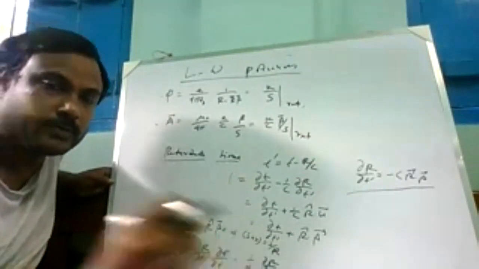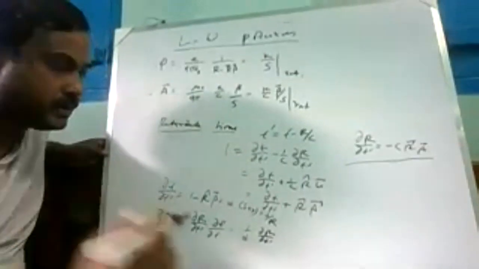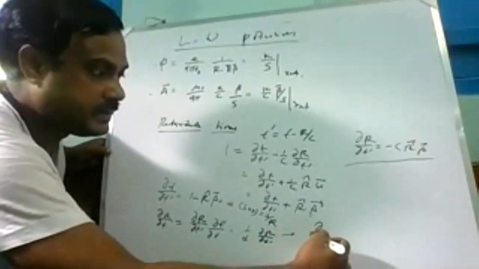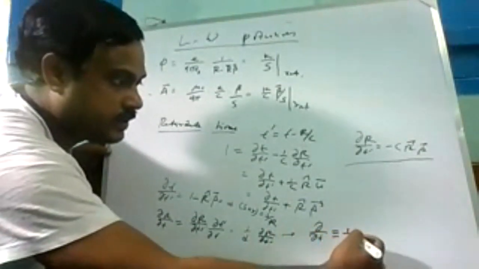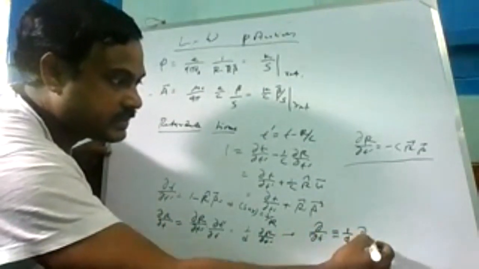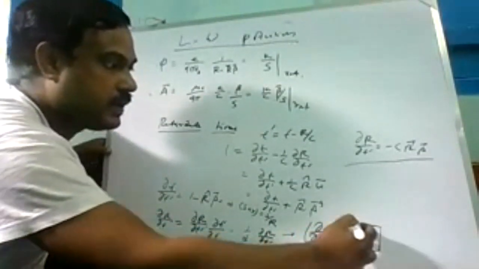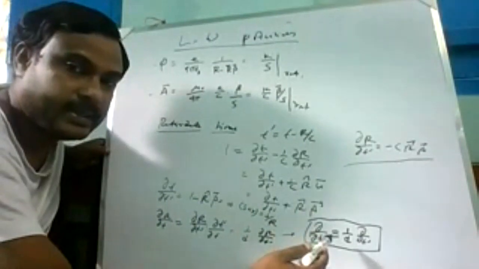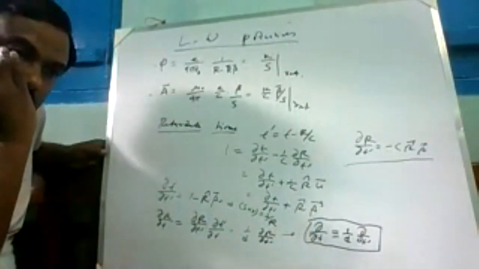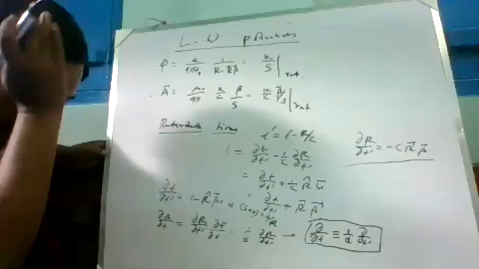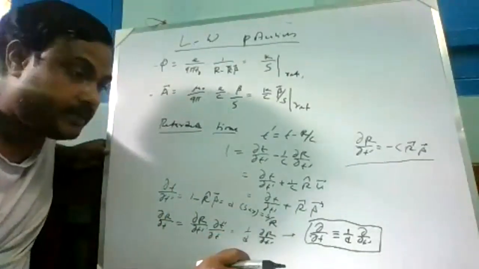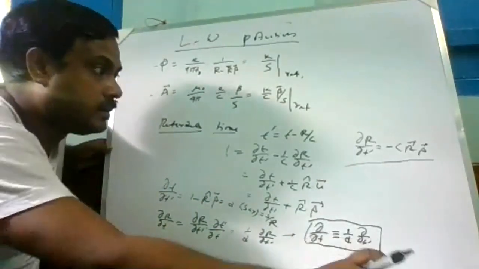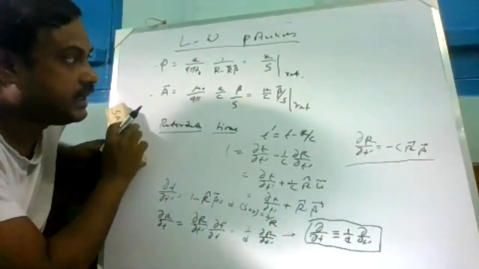So in operator form, we can write del T will be equivalent to 1 by D del T dash. Whenever we are doing del T, it must be read as 1 by D del T dash. So the derivative with respect to time has been transformed. Now we are left with the space derivative, that means the del operator.